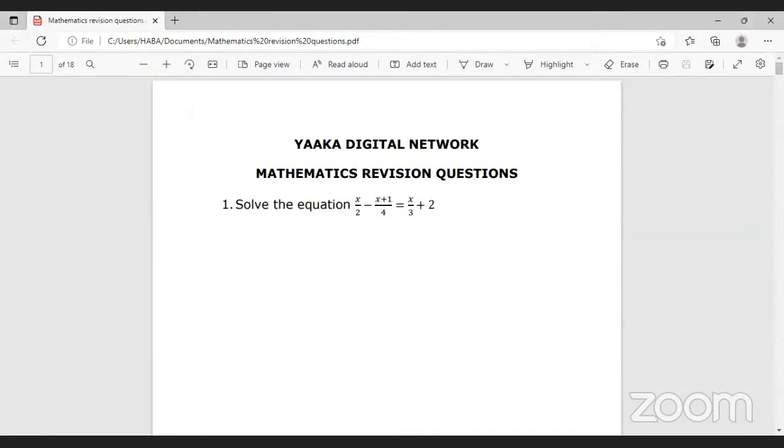Mathematics revision questions. So basically that is for the Uganda Certificate of Education. I request that we have our calculators near, as I want this to be a very interactive session. Once we are called upon to do some discussion, we can unmute and speak.